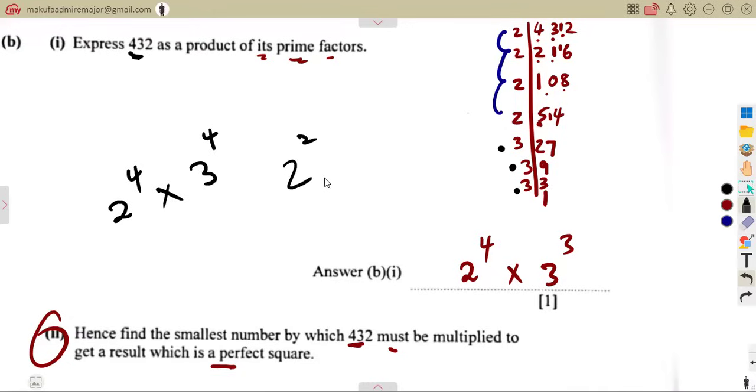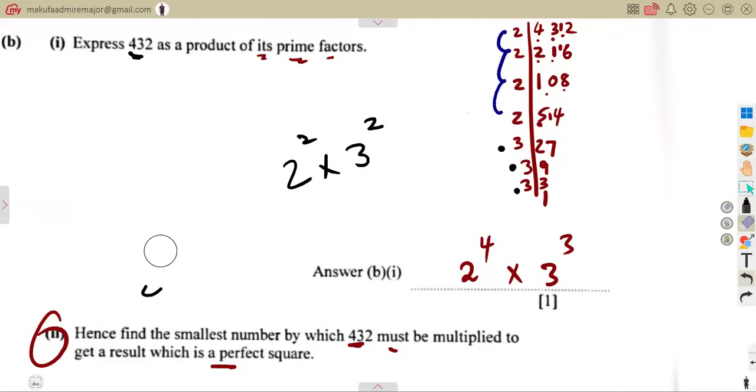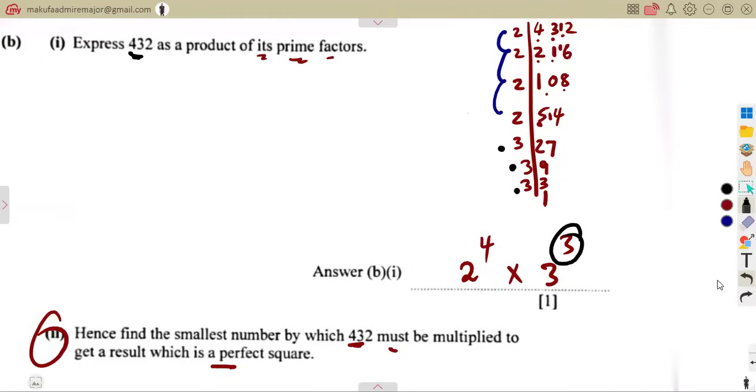2 to the exponent of 2 times 3 to the exponent of 2, this is a perfect square. 2 to the exponent of 4 times 3 to, all these are perfect squares because they are raised to even numbers. But this one is not because of this exponent of 3. 3 is not an even number. So what can we do? We simply ask ourselves, okay, what can we do to make this 3 an even number?